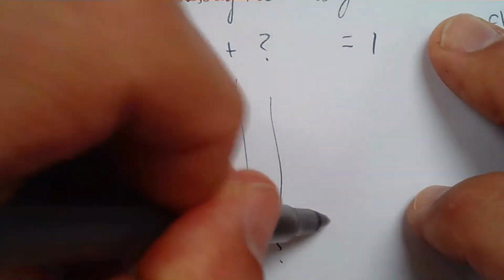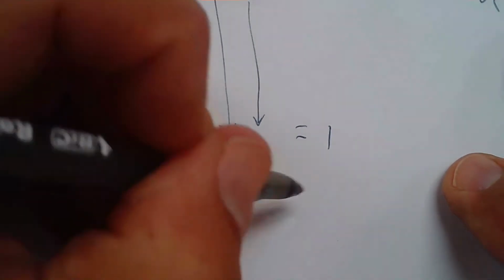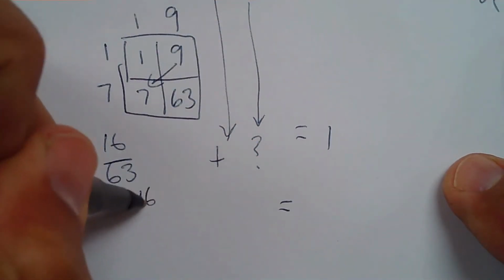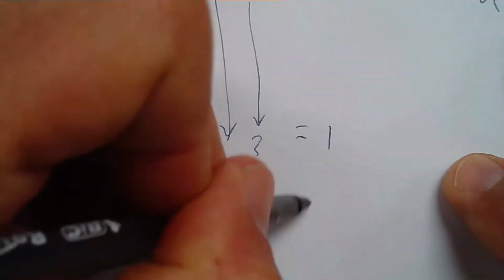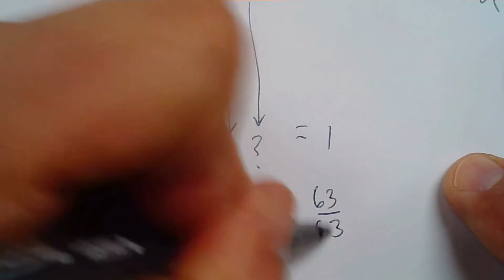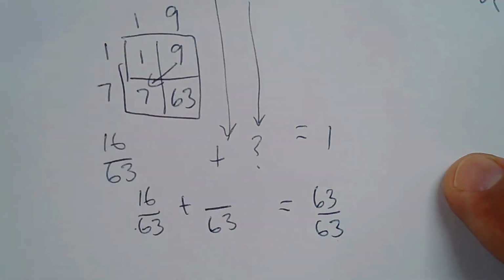And then plus what? Plus what is equal to 1? Well, 1 is the same thing. If I have this 16 over 63 here, then looking at that denominator, 1 is 63 out of 63. So what does the other one need to be if we have everything with a denominator of 63?